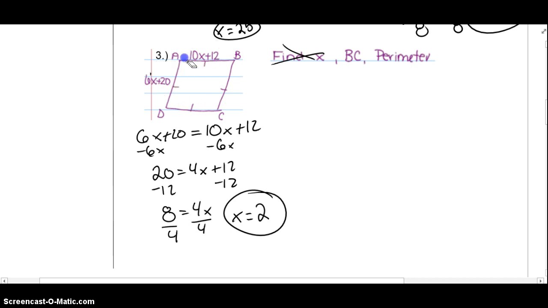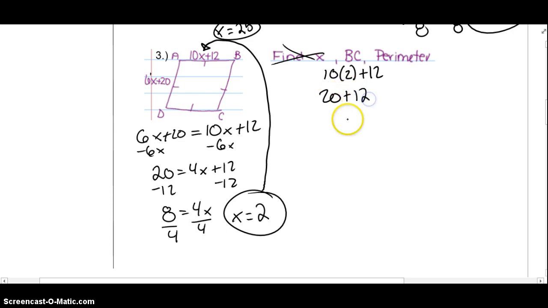So let's take a further look at this. I'm going to take this 2 and plug it into the one that I think is the easiest, which is 10x plus 12. So I'm going to have 10 times 2 plus 12. This is what I'm going to do in order to get BC. Well, 10 times 2 is 20, plus 12 gets me 32. If this side is 32, then this is 32, this is 32, and BC here is also 32.